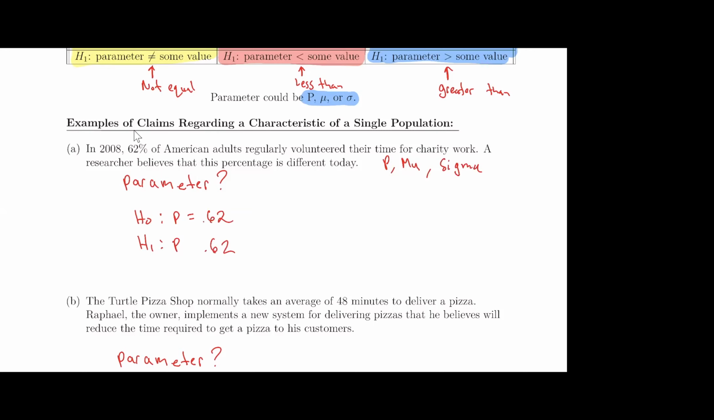Your alternate hypothesis, you pretty much put what your researcher is trying to prove. It says a researcher believes that the percentage is different today. So if it's different today, which one should I put? Not equal to, less than, or greater than? Not equal to. And also just for the future, whenever it's not equal to, they call this a two-tailed test. All right, but that's it for A.